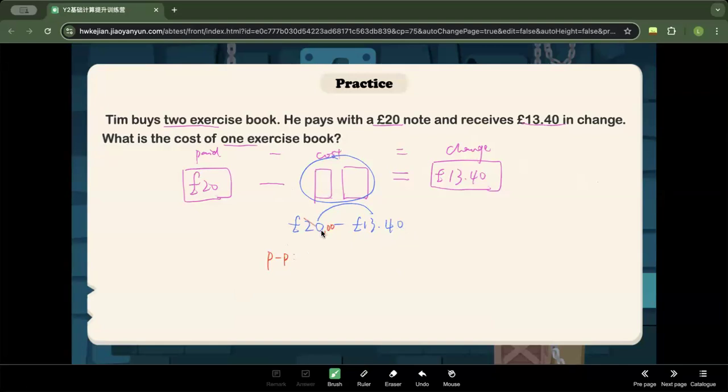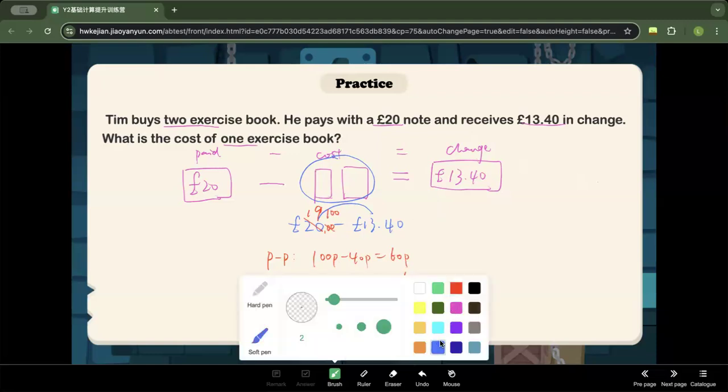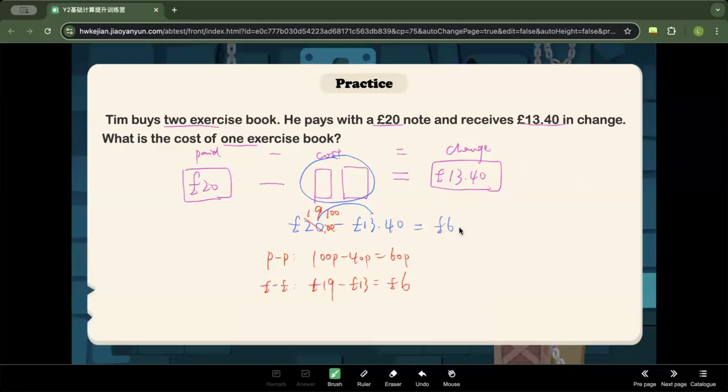So what we will do is try to take away £1, change it to 100 pence. That's enough. So let's do 100 pence take away 40 pence, which will be 60 pence. And for the pound sign, pound take away pound, we got £19 left over, take away £13. So we are going to have £6, which means the cost of the 2 books will be £6 and 60 pence.